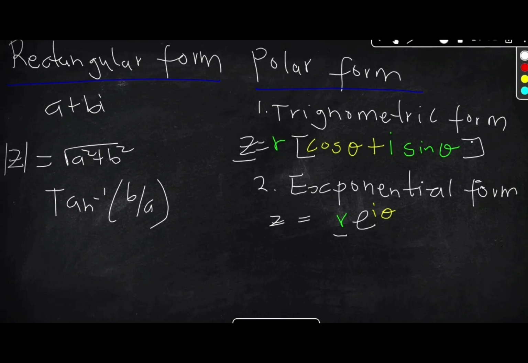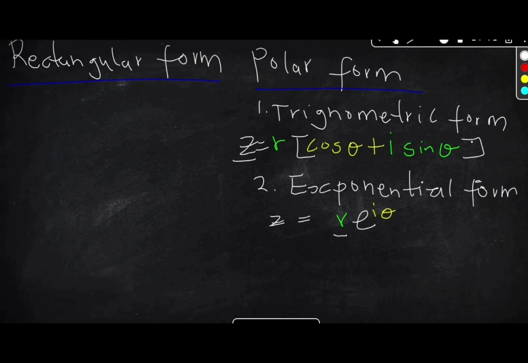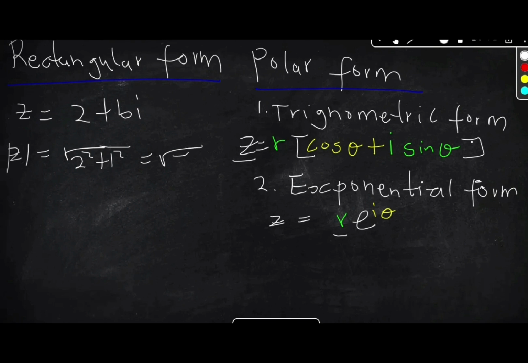Let's take an example. Let's consider z equals 2 plus i. How do we change this to polar form? The first thing we need to do is compute our magnitude, which is the square root of 2 squared plus 1 squared. That gives root 5.